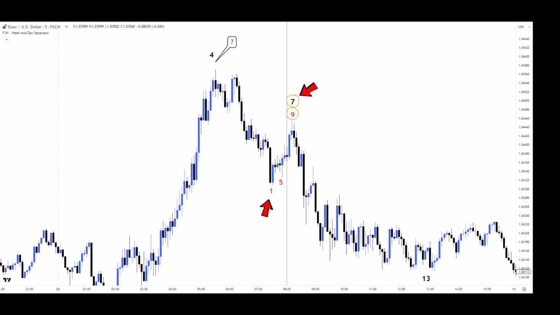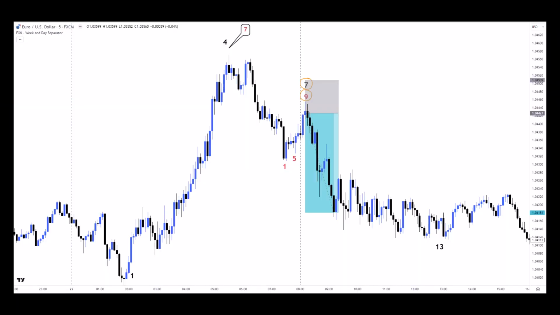And now let's gather the 4-hour and 1-hour countings together. With 5-minute chart countings to determine the entry, we've got 1, 5, and 9 sequence aligned with 7th 1-hour candle so nicely. Here's the entry that yields about 3R profit.